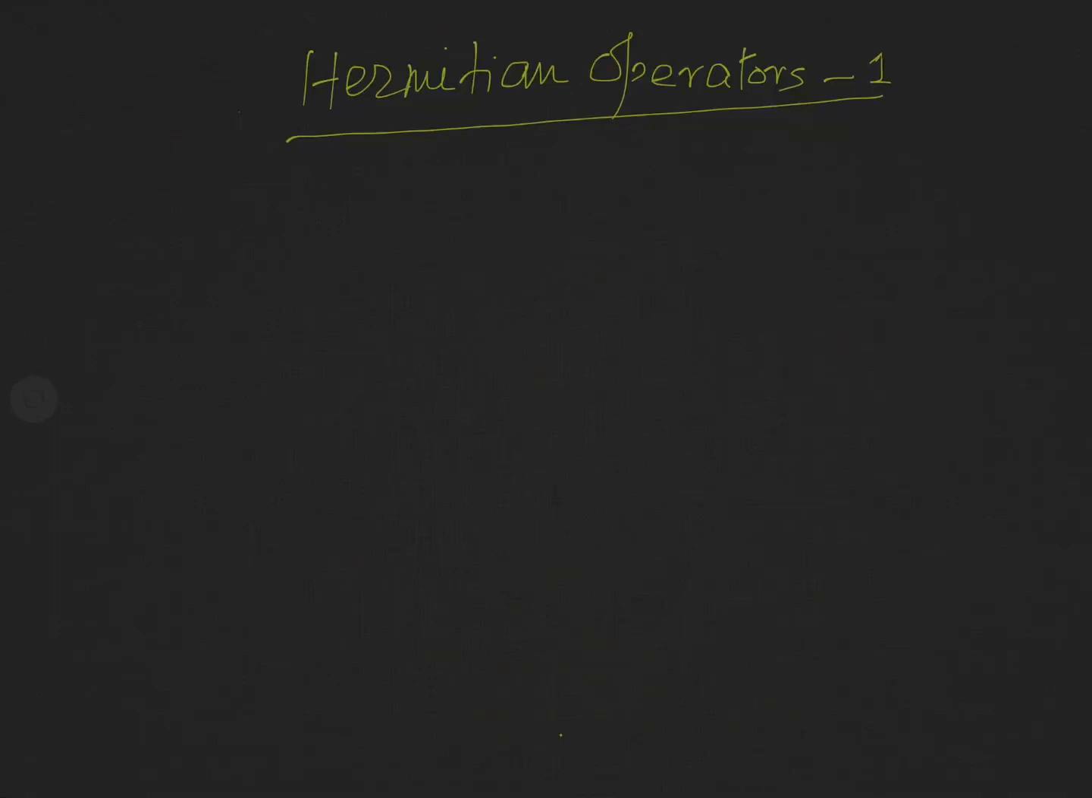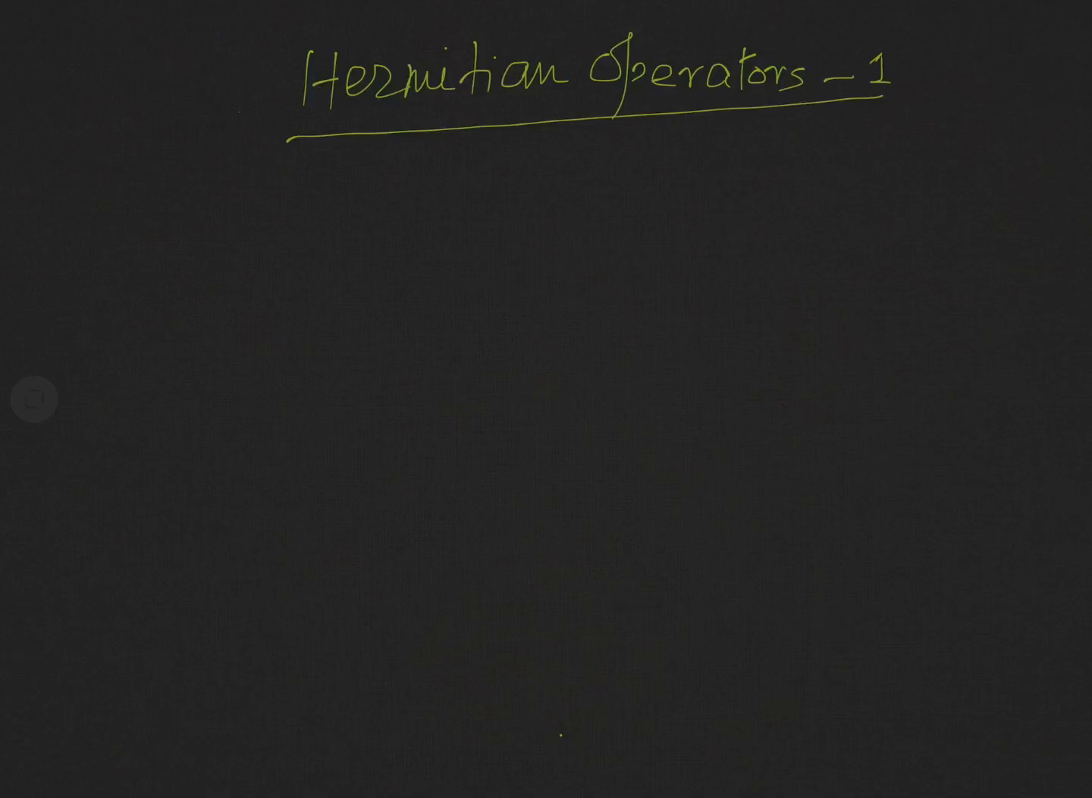Today we are going to start a very important operator, or you may say a class of operators, which has great importance in quantum mechanics. This class of operators is known as Hermitian operators. First of all, we will define the Hermitian operator and then discuss its important properties, and after that some of the important problems based on these operators.